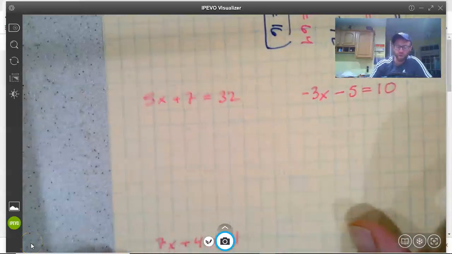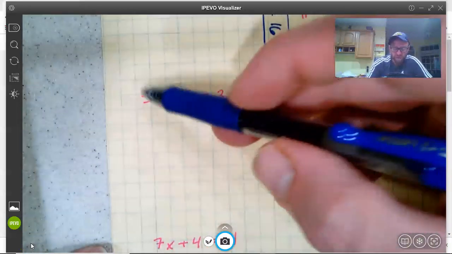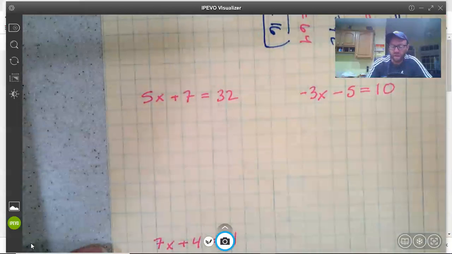Hey, let's solve some equations. But before we start, I want to solve these equations in kind of an odd way. When we get to our solution in the end, the 5, the 7, the 32, they're all still going to be there. It's not just going to be x equals something at the end. There's going to be this kind of big expression at the end. I'll show you what I mean.